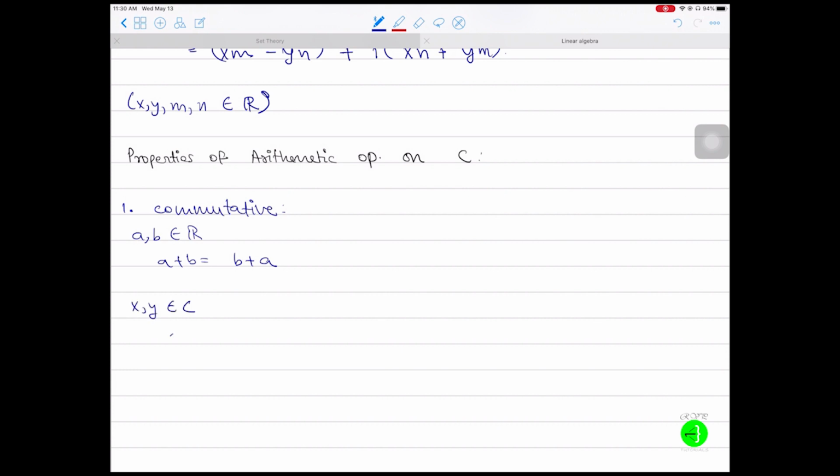Also, commutativity holds for multiplication. If we have a and b in real numbers, then ab is the same as b times a. Similarly, for complex numbers x and y, the product x times y is the same as y times x. And these are really easy to prove using the definitions of addition and multiplication. So I'm not wasting any time in proving these because we have many more complex proofs to go. But if you have any questions, do let me know in the comment section or feel free to shoot me an email. I will be more than happy to clear your doubts.